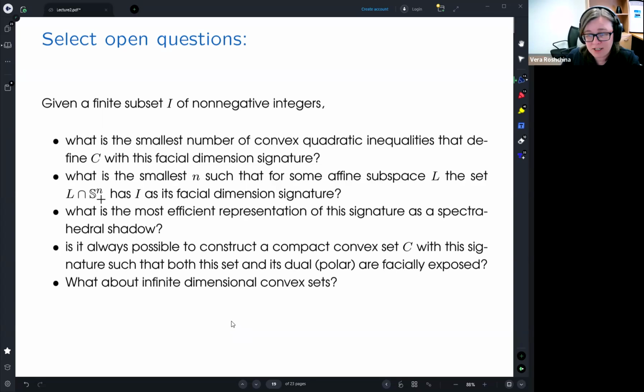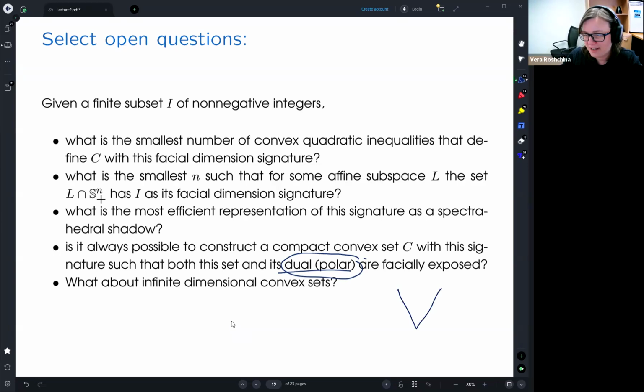This is a really cool question. I don't know if it's possible to construct compact convex sets with desired signatures such that both those sets and their polars are facially exposed. And polars, I think, will be mentioned in subsequent lectures, not by me. And a polar is something that corresponds to the dual cone for convex cones, right?